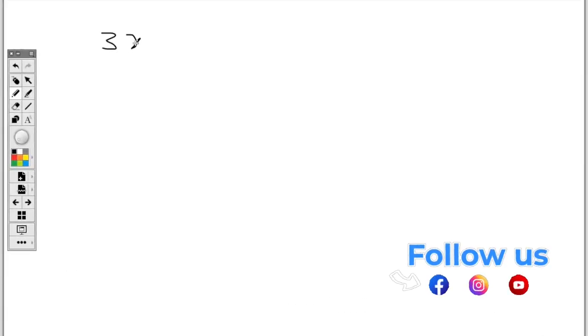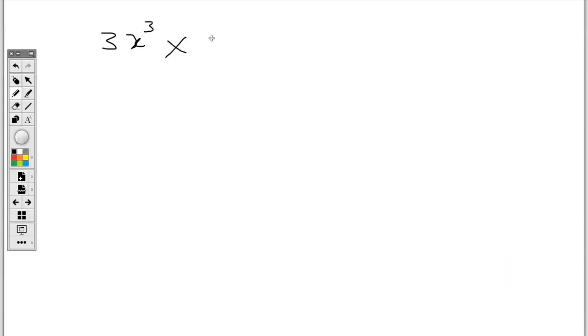The next example is a mixture of a number and variables, what to do. So I have 3x cubed times 5x to the 7. Now the numbers 3 times 5, we will just have 15. But the variables, same base, I write it once and then I add the power because of the multiplication symbol. So 3 plus 7 is 10. So the answer here is 15x to the 10.